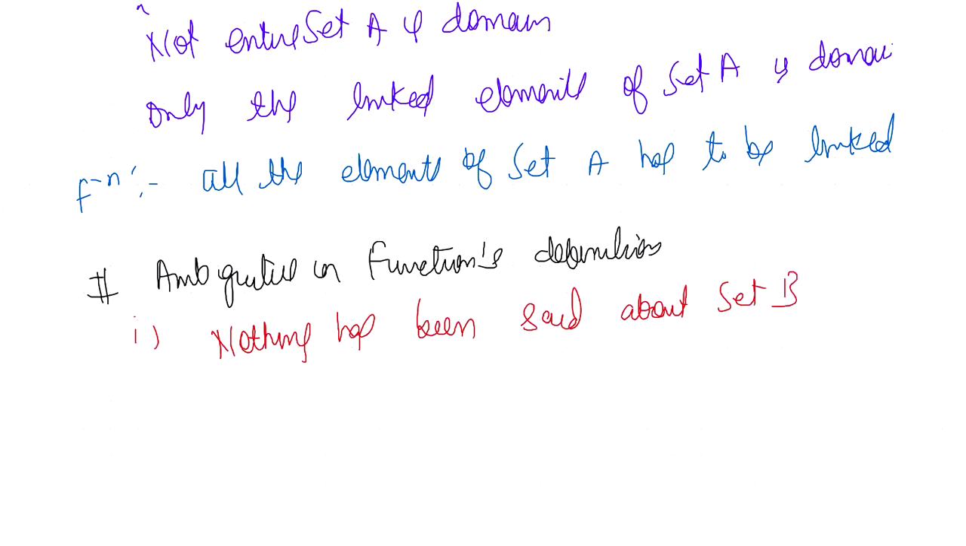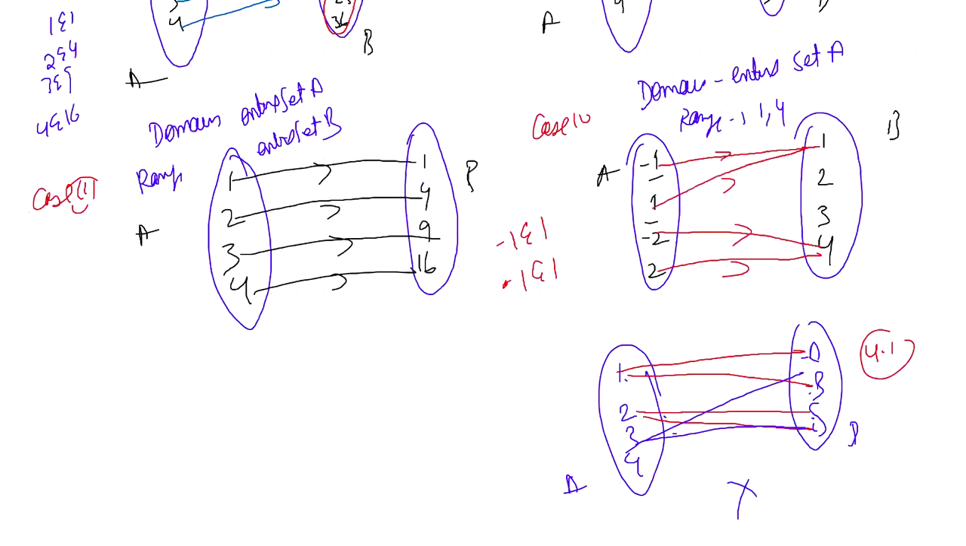सेट बी के बारे में कुछ भी ऐसे नहीं बताया गया कि सेट बी में क्या होना चाहिए, सेट बी की बिहेवियर क्या होना चाहिए. There is nothing as such given. ओके, so since nothing has been said about set B, see what inferences can be made. We'll go up again over here.